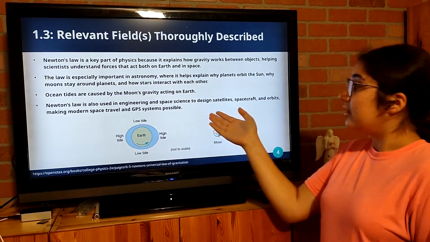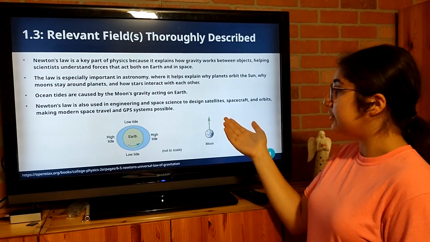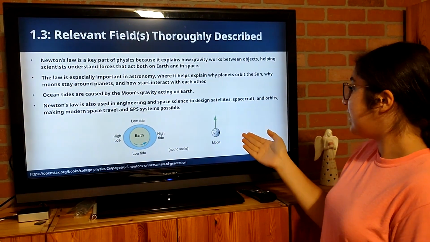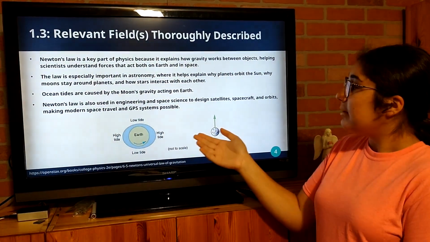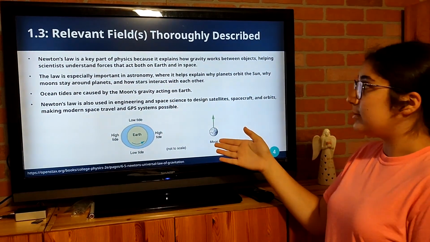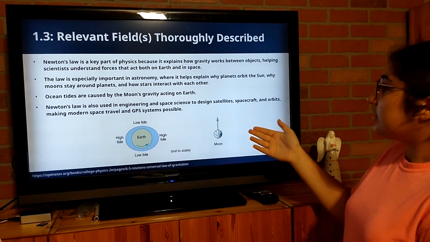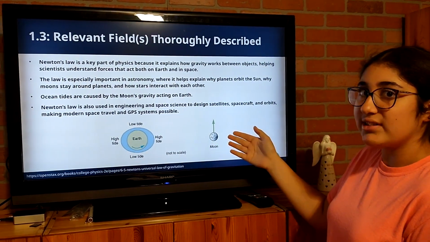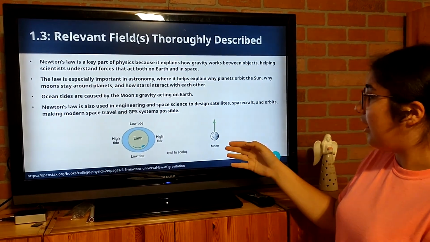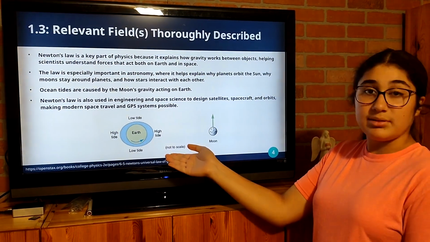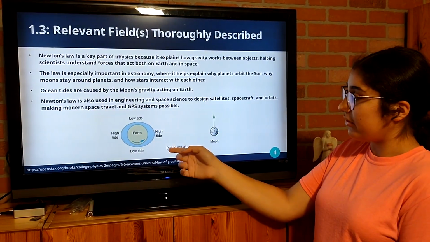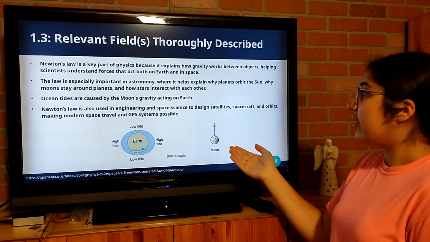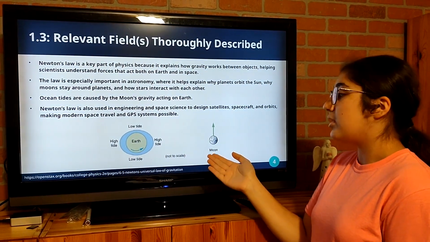And ocean tides are caused by the moon's gravity acting on Earth, so that's also important. Newton's law is also used in engineering and space science to design satellites, spacecraft, and orbits, making modern space travel and GPS systems possible. So gravity and the universal law of gravitation is important for a lot of different fields where you need to calculate gravitational force on objects, especially in outer space. And here's an image of the moon orbiting the Earth, and you can see it's causing these tides. So that is caused by gravity in a way that can be explained by Newton's law of universal gravitation.